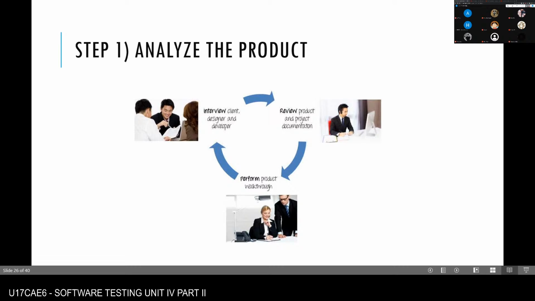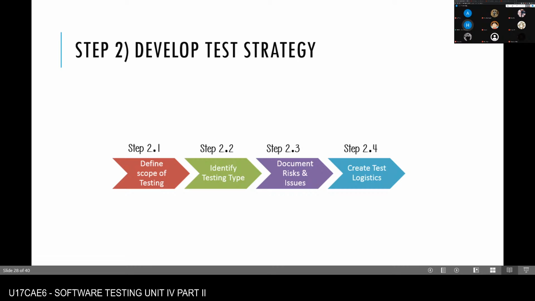So suppose you have a banking software. In the test strategy, there are 4 different steps, step 2.1 to 2.4. So the first one is to define the scope of testing. Scope of testing means what all you are going to cover.